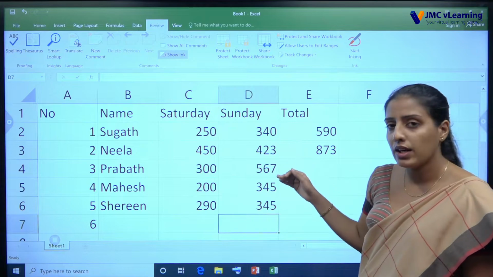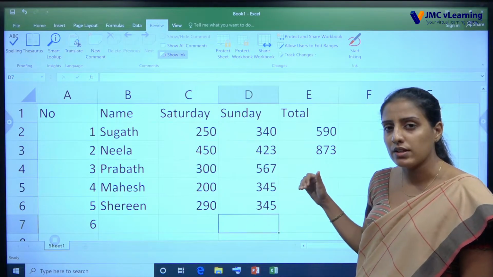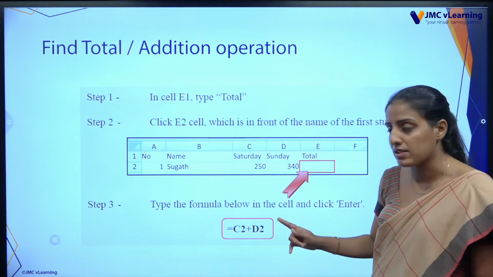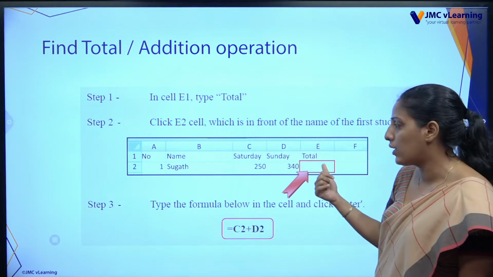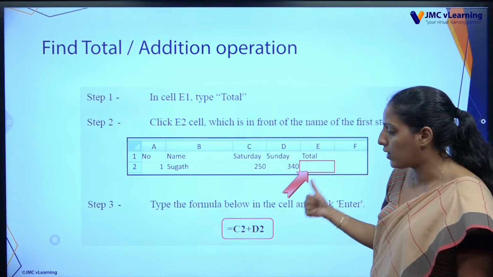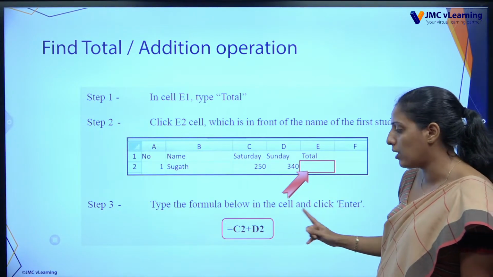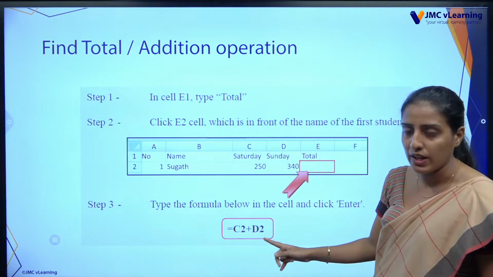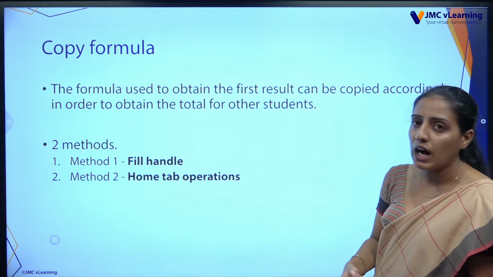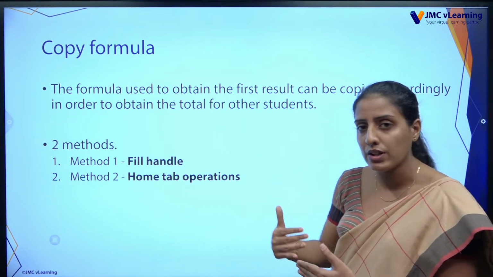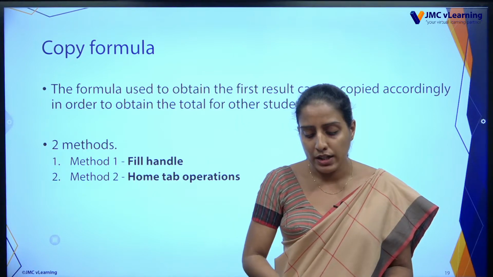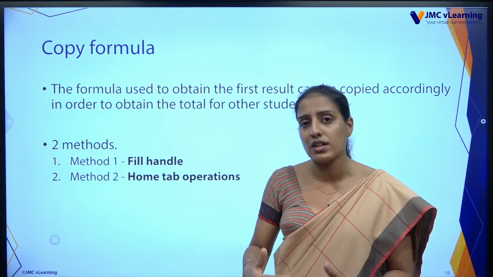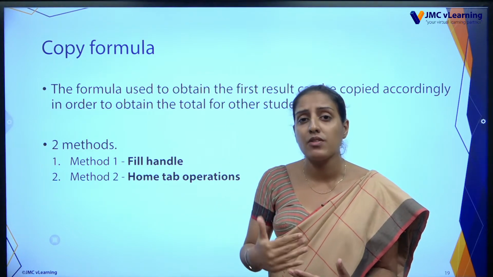Okay, now again and again I have to type the formulas to find the total. This is the practical part we have discussed earlier. In cell E1 you have to type the total, then type the formula below in the cell: equal C2 plus D2. Okay. Now let us see how to copy formula for every row. Now in the practical you have been given 16 data to be entered. So formulas again you have to type 16 formulas.